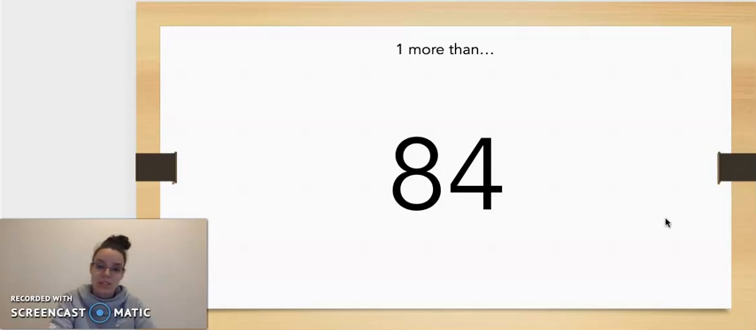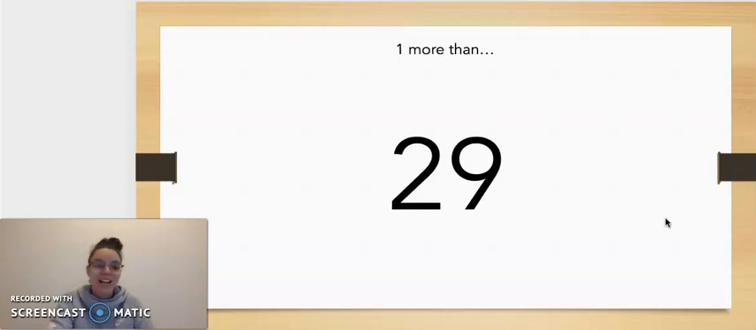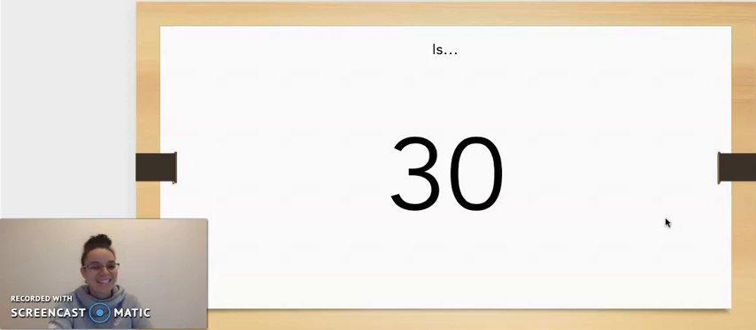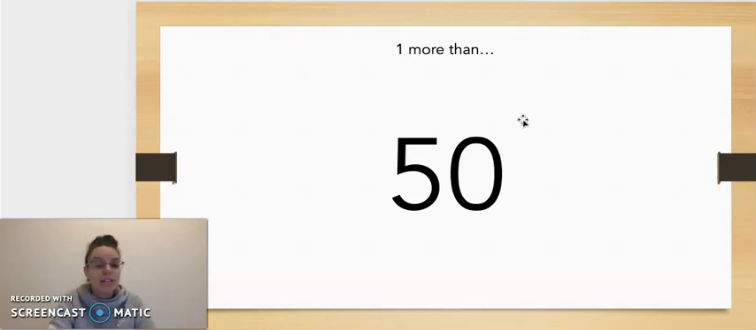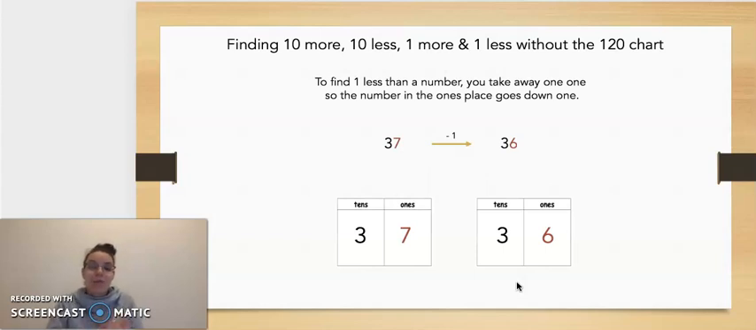This is going to be so easy. 1 more than 84? Yeah, 85. 1 more than 29? 30. 1 more than 50? Not 10 more, only 1 more. Well, right now there's a 0 in the ones place. Let's change it. Yep, 51.